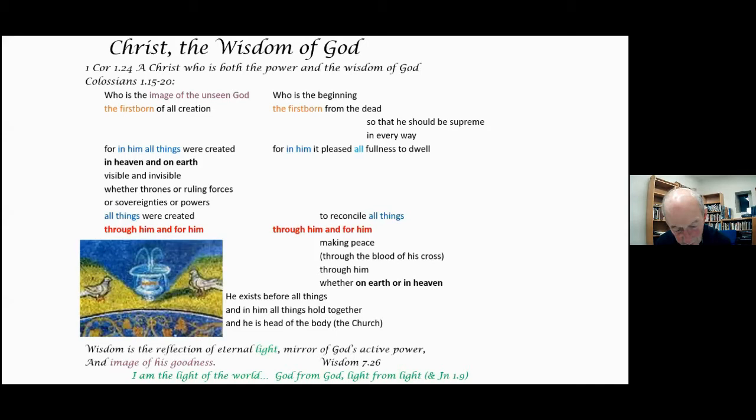I've also put at the bottom, I am the light of the world, God from God, light from light. That's the Johannine way of putting it. They're from the prologue in St. John, John chapter 1, verse 9. And that's another way of showing the same thing. I am the light of the world. It expresses the word in creation in the form of light.